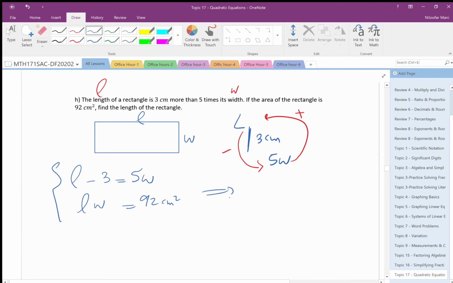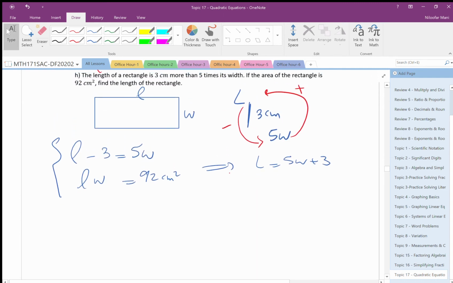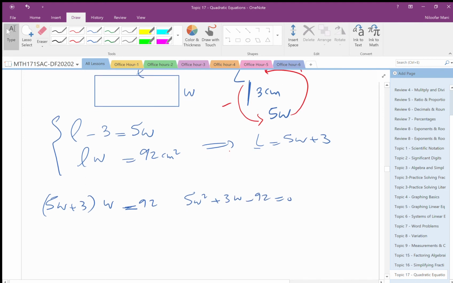Then I can say L is 5W plus 3, right? Yes. Okay, so I can substitute this here. 5W plus 3 multiplied by W is 92. Oh, perfect. I have 5W squared plus 3W minus 92 equals 0. So I have one quadratic equation to solve, and I just know factoring, so I try to see if I can factor.